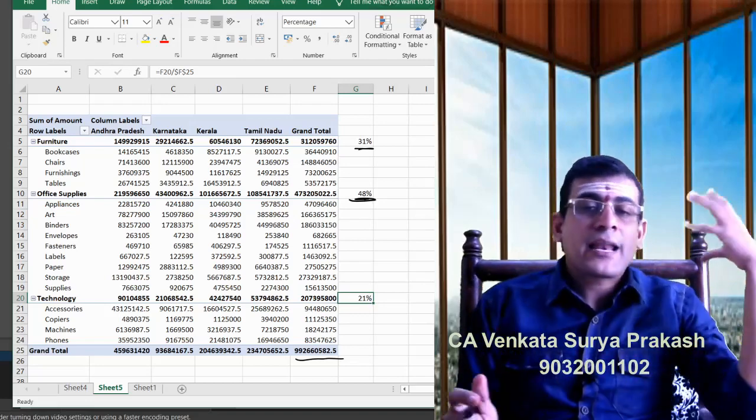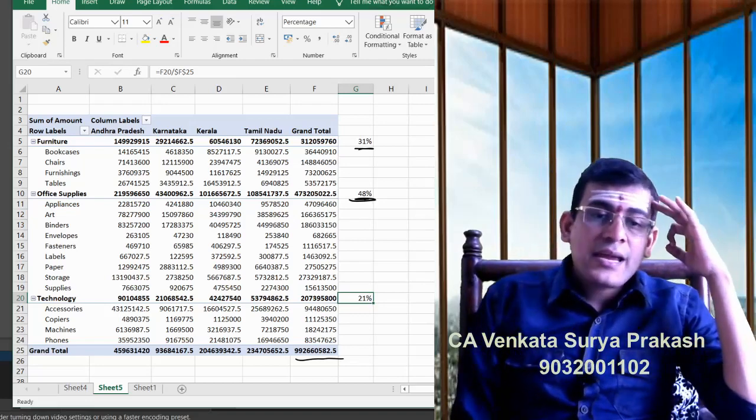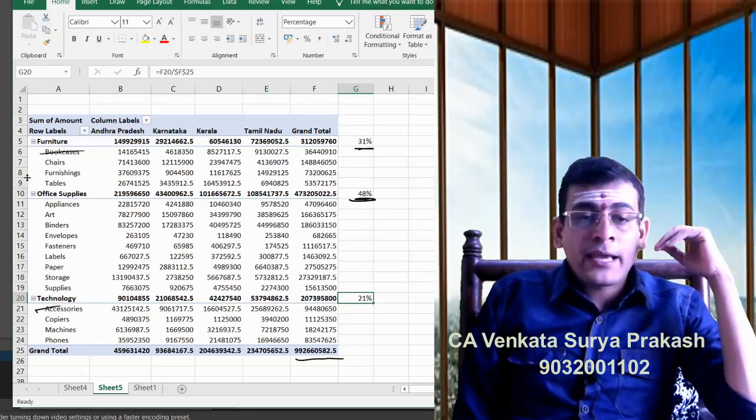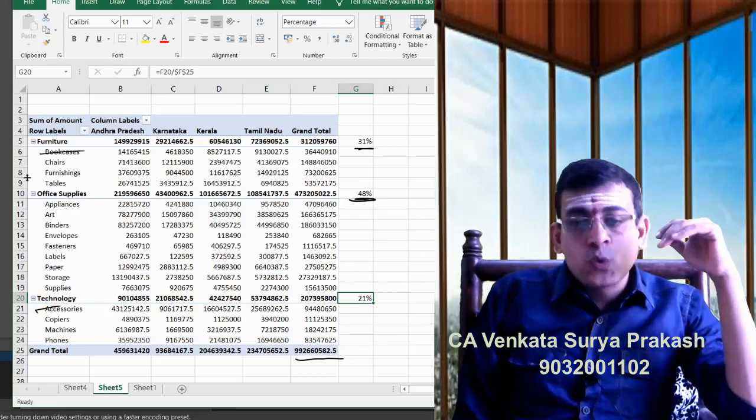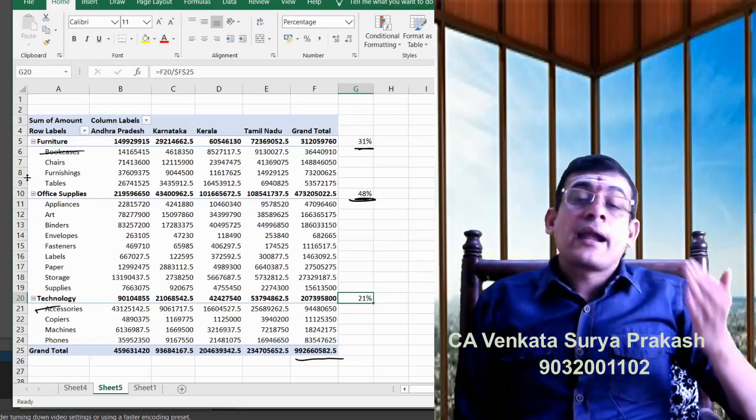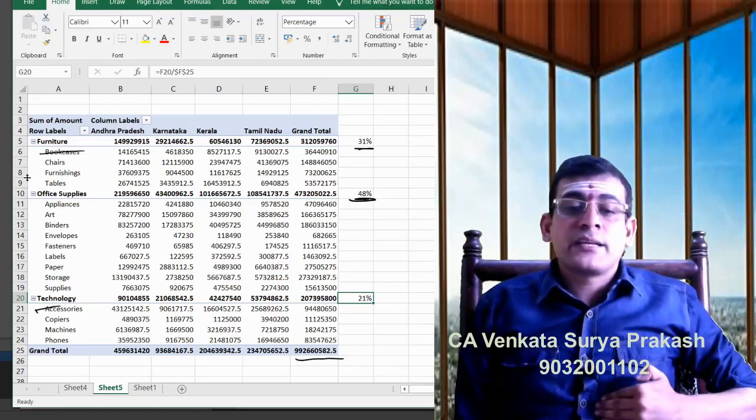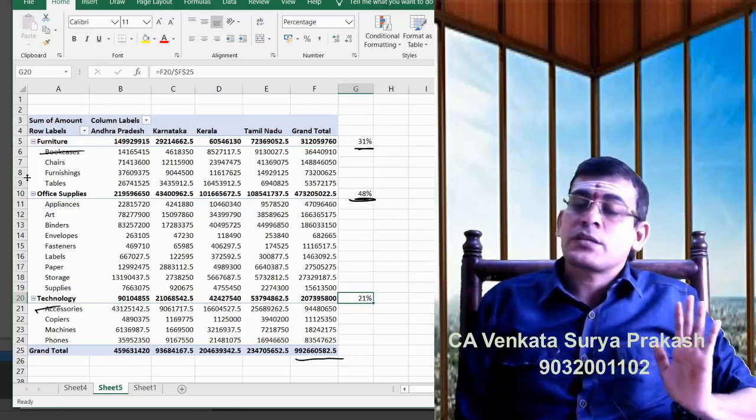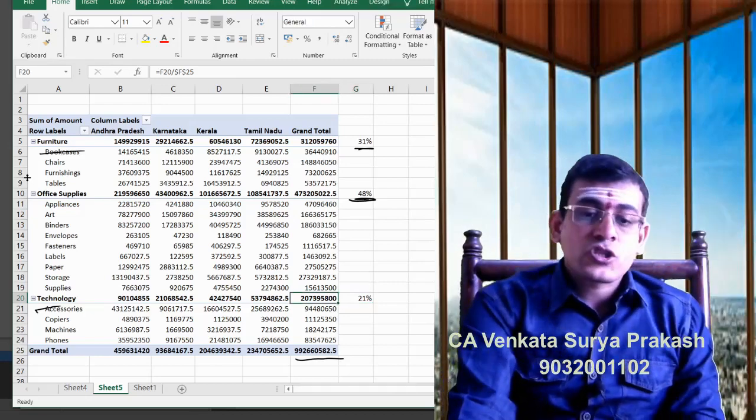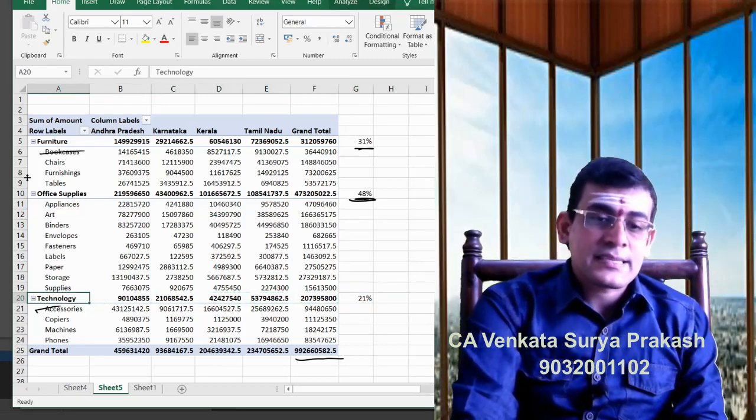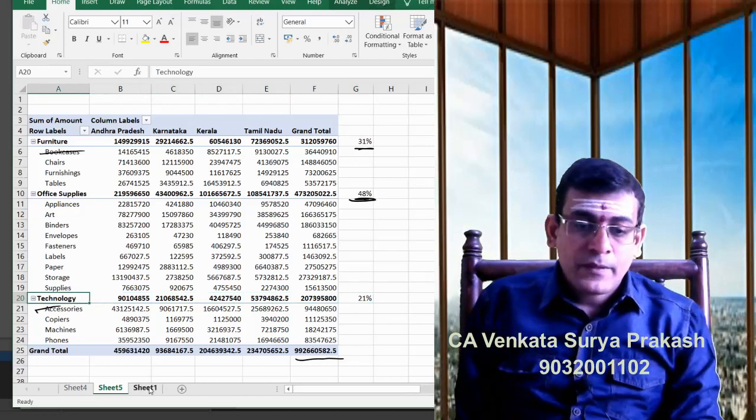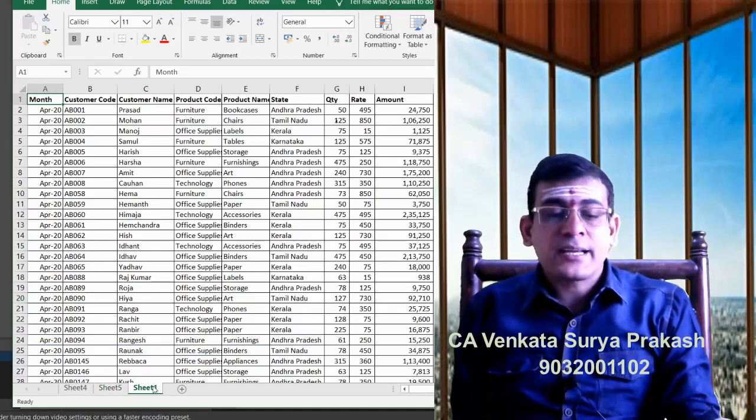So thereby the management can understand that I am lagging in the technological aspect, I am lagging in the furniture aspect, so I can do something to boost up my sales in technology, and I can try to boost up my sales in furniture business. Now let us try to do some other analysis, to process this data in some other manner.